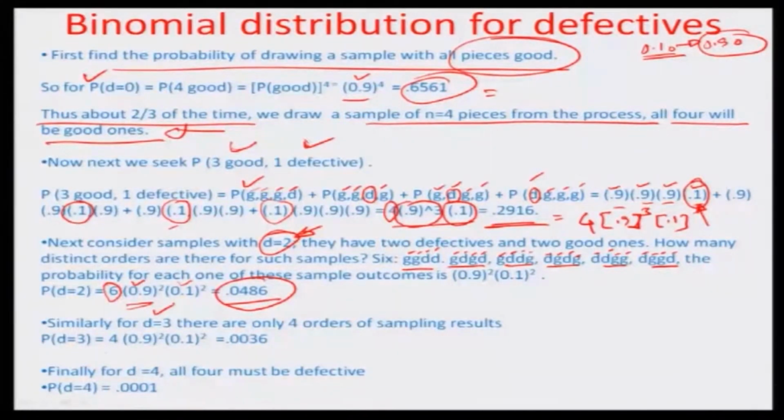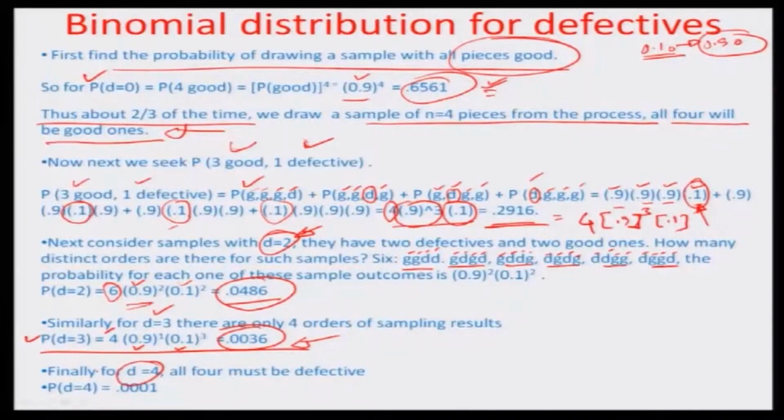So, you can have 4 times, again the same as you had with 3 good and 1 defective, the only thing that would change is if it is 3 defectives. Similarly, for d equal to 3, which is number of defectives equal to 3 and number of good 1, there are only 4 orders of sampling results, where the probability of having 3 defectives is given by 4 times 1 good, that is 0.9 to the power of 1, times 3 defectives, 0.1 to the power of 3, in an identical manner as before. So, this comes out to be about 0.0036.